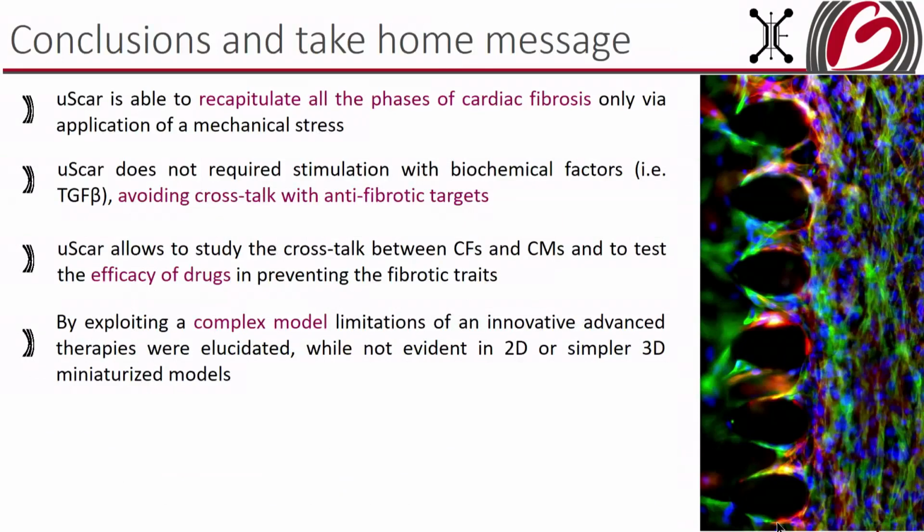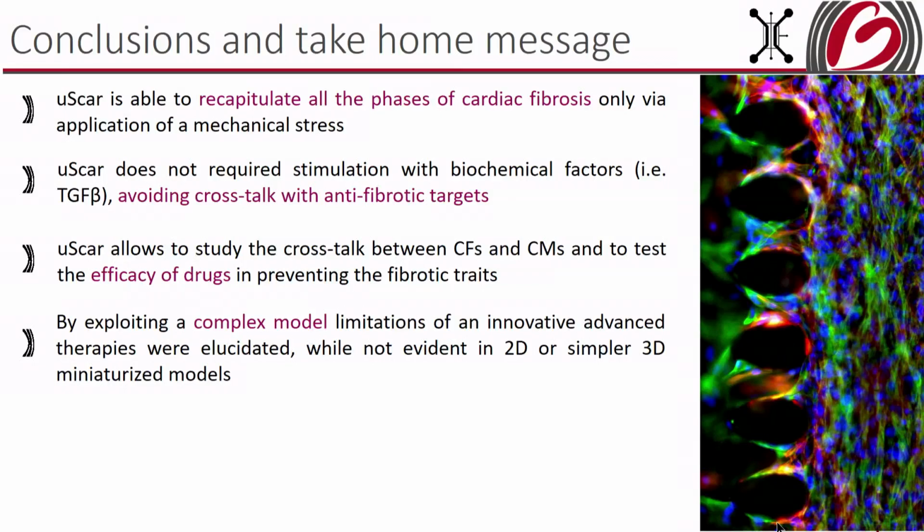And with this, I would like to conclude with a short recap of what I told you today. So we generated a model called uScar, which is able to recapitulate all the phases of cardiac fibrosis, and this only by applying a mechanical stimulation. So no need for biochemical factors, and this, of course, is an advantage because we can avoid crosstalk with antifibrotic targets. Our model allowed us to study the crosstalk between different cell populations in the heart, allowed us to test efficacy of drugs, but most importantly, allows us to better study new and advanced therapies.